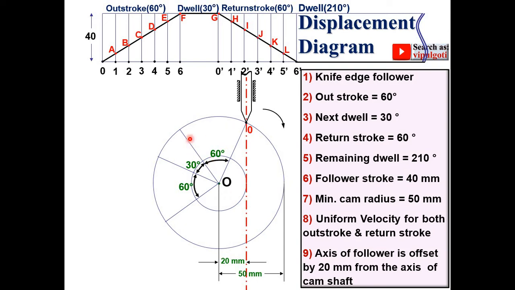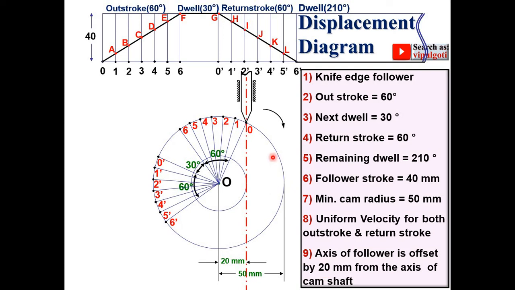Now divide this outstroke into these 6 equal parts. So each division must be 10 degree with the help of the protractor. Now give the names of all the intersection points as 1, 2, 3, 4, 5, 6 as you have given over here. Similarly, divide this return stroke into 6 equal parts and give the names of these intersection points as 0 dash, 1 dash up to 6 dash, as you have given in the displacement diagram for the return stroke.